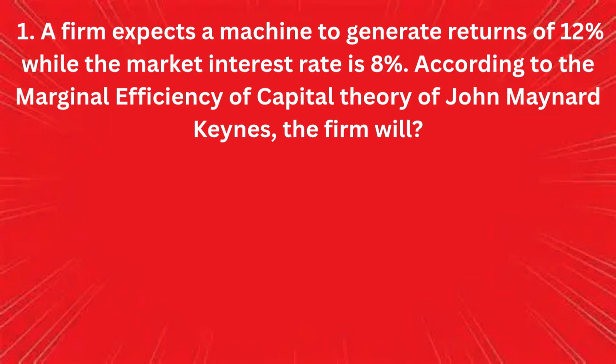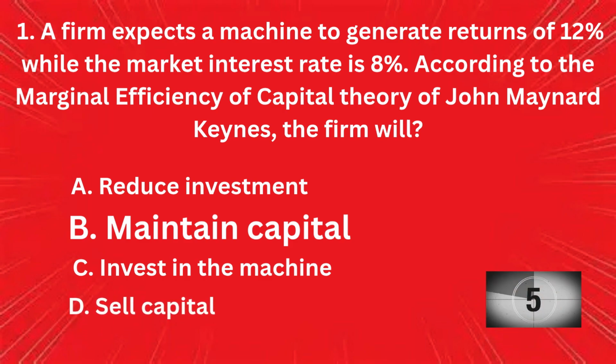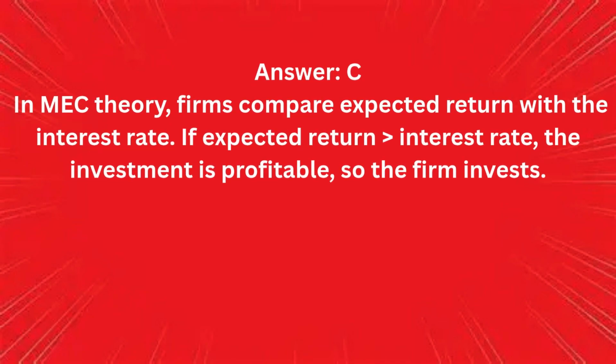A firm expects a machine to generate returns of 12% while the market interest rate is 8%. According to the marginal efficiency of capital theory of John Maynard Keynes, the firm will A. Reduce investment. B. Maintain capital. C. Invest in the machine. D. Sell capital. Answer: C. In MEC theory, firms compare expected return with the interest rate. If expected return > interest rate, the investment is profitable, so the firm invests.